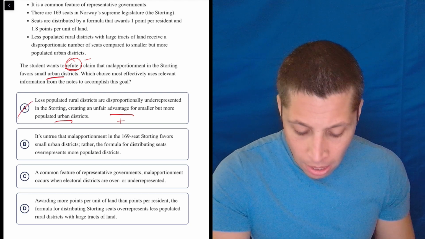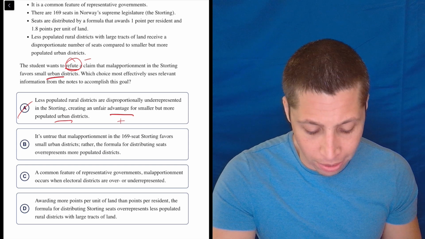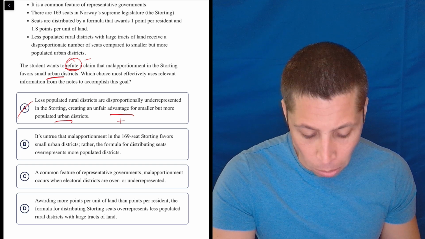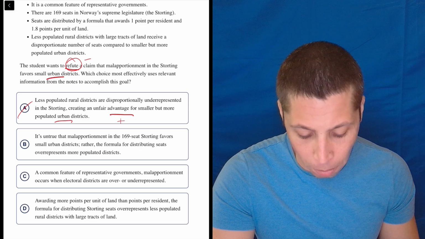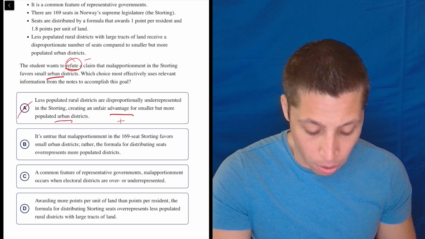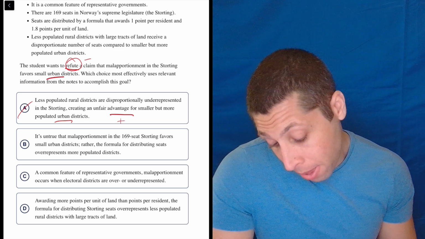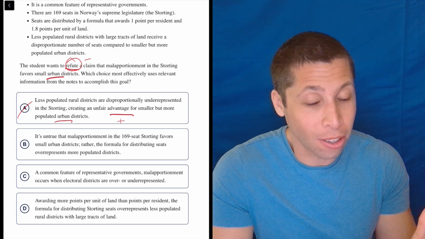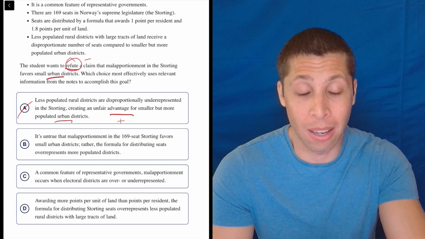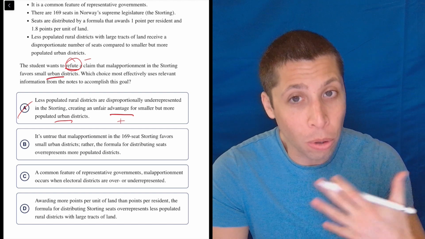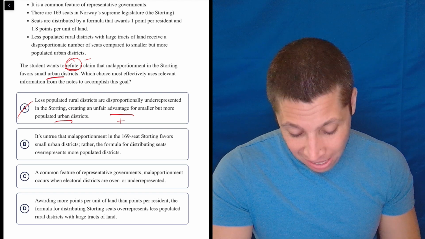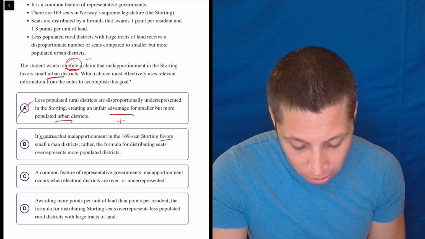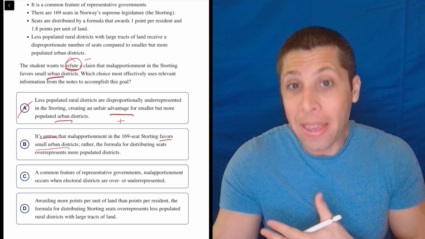It makes a difference. It's untrue that malapportionment in the 169-seat sorting favors small urban districts. Rather, the formula for distributing seats overrepresents more populated districts. Okay, well, maybe that's refuting it. It's not really providing any evidence, just saying that it's untrue. If you're really refuting something, you're kind of proving it untrue. You really want to have some sort of data. So I don't know, but it does kind of say it's untrue that it favors the small urban districts. So maybe that counts as refuting it.